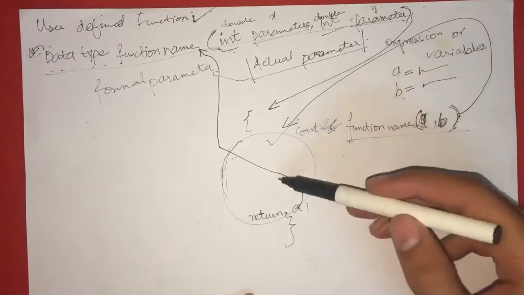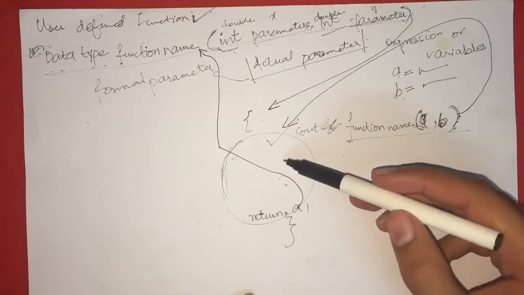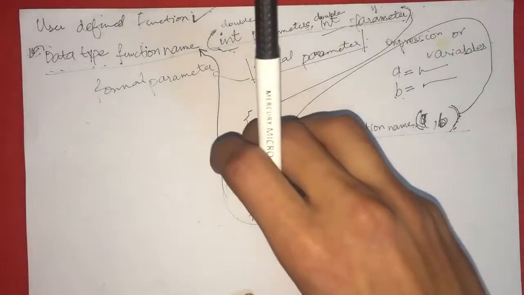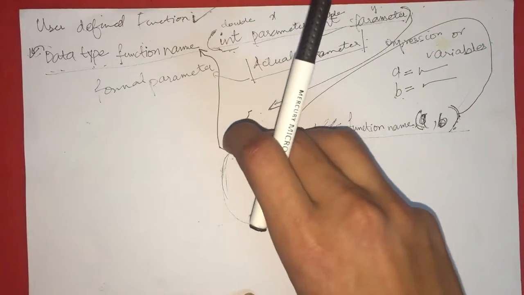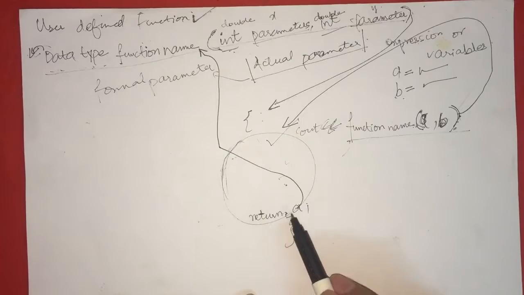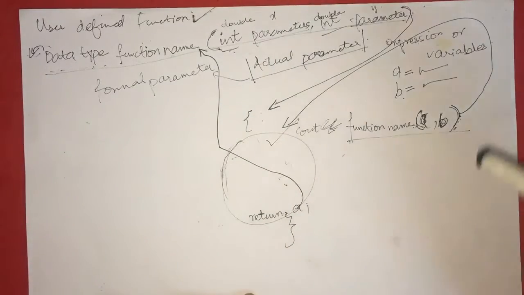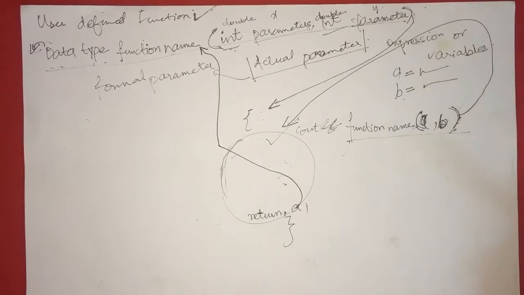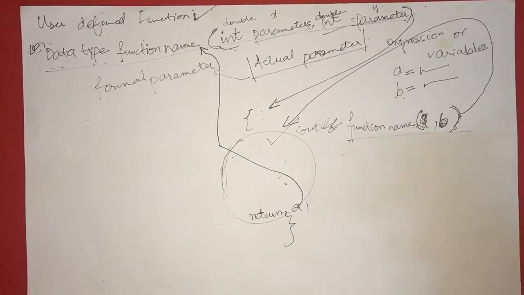The control transfers to the body, it executes, it gets processed, it returns a value to the function name itself, and that is how it's going to provide you with an output. Also, you first have to write the function itself, the user defined function, and then you are going to call it.